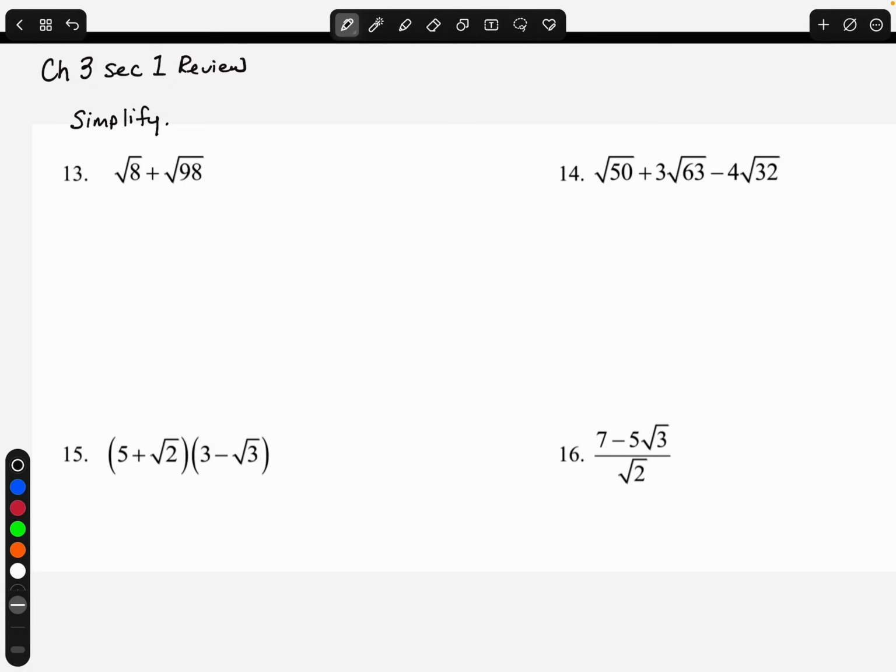This video is for problems 13, 14, 15, and 16 from the Chapter 3, Section 1 review. The directions are to simplify. So looking at number 13, we have the square root of 8 plus the square root of 98.